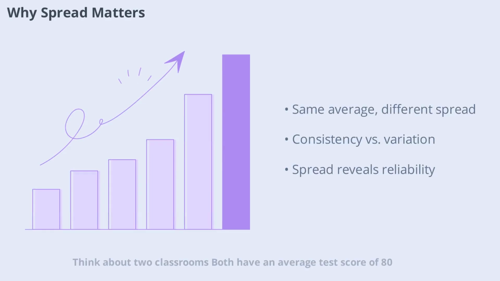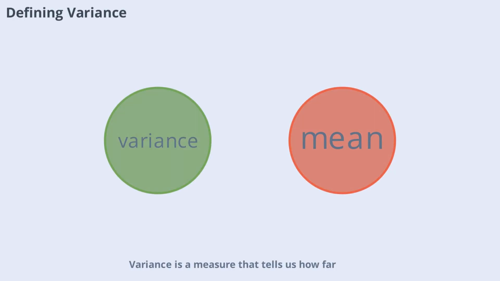Think about two classrooms. Both have an average test score of 80, but in one class everyone scored between 78 and 82, while in the other scores range from 60 to 100. The averages are the same, but the spread is very different. This spread tells us about consistency and reliability. A smaller spread means students performed similarly, while a larger spread shows more variation. Understanding this difference is crucial in fields like education, business, and science, where consistency can be just as important as the average itself.